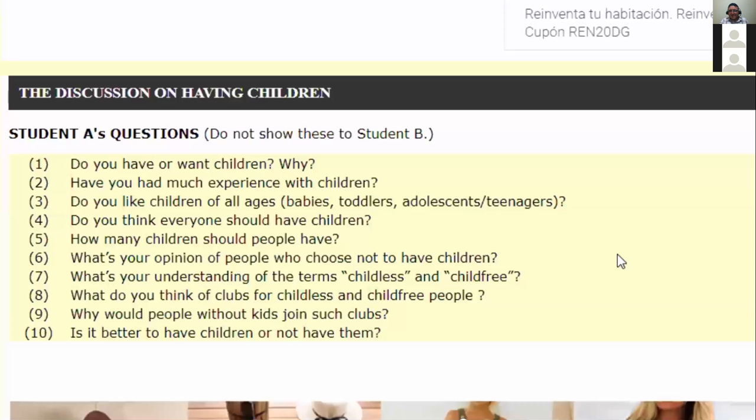Everybody would like to have twins. Okay, it's great. But it's difficult too.